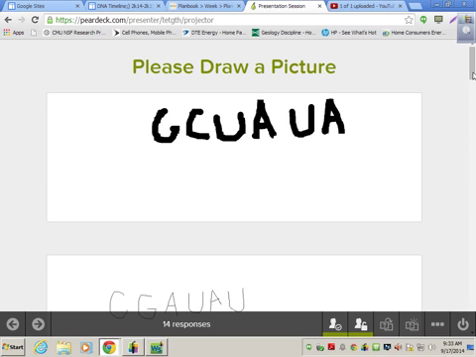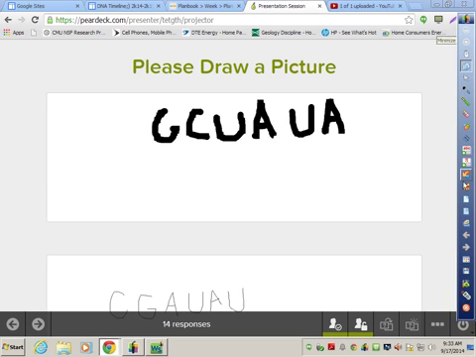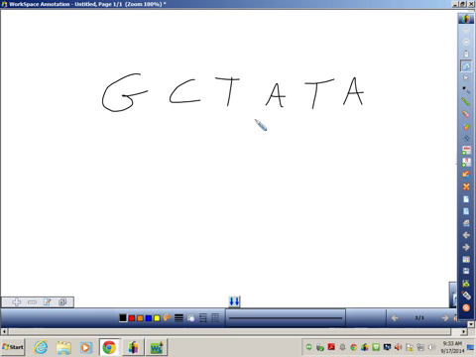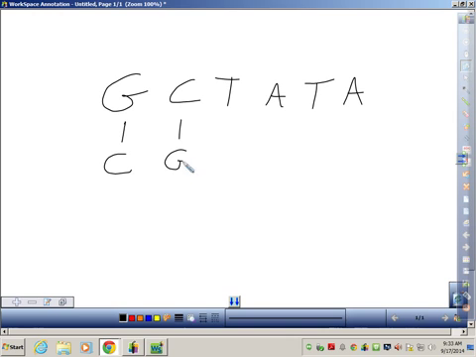Let's do it right over top of this here. So I said GC Tata. You should have written as the corresponding mRNA CG. T still goes with A, right? A goes with U now. T goes with A, and A we know goes with U. So you should have had CGAUAU.